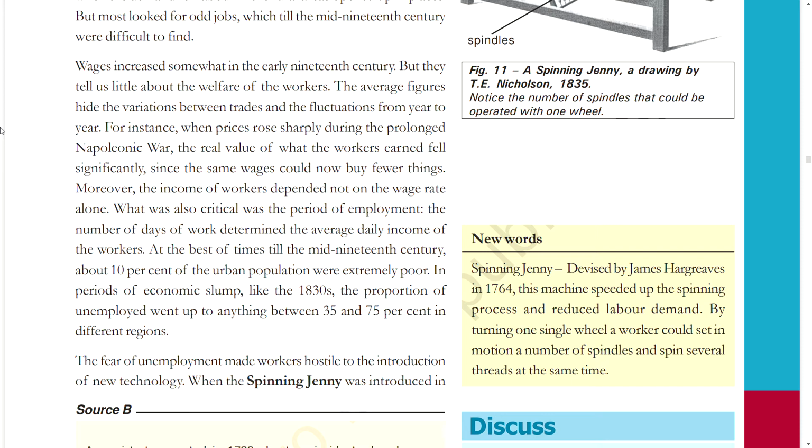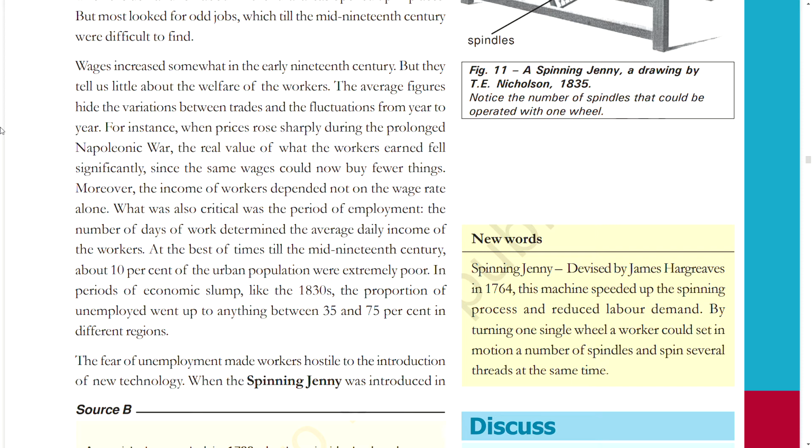Wages increased somewhat in the early 19th century, but they tell us little about the welfare of the workers. The average figures hide the variations between trades and the fluctuations from year to year. For instance, when prices rose sharply during the prolonged Napoleonic War, the real value of what the workers earned fell significantly. Since the same wages could now buy fewer things, moreover, the income of workers depended not on the wage rate alone. What was also critical was the period of employment. The number of days of work determined the average daily income of the workers.